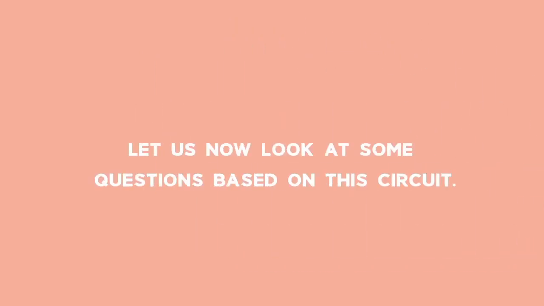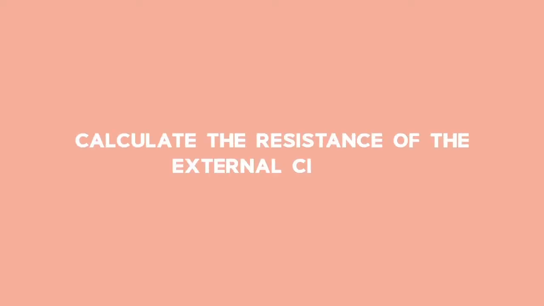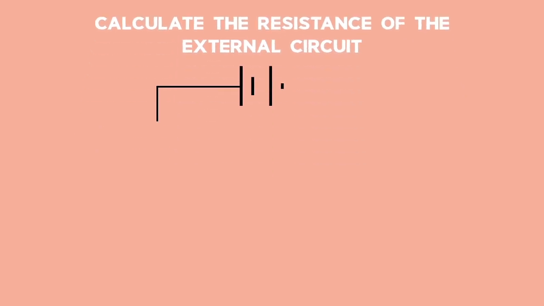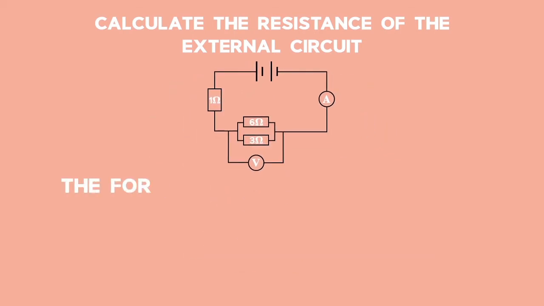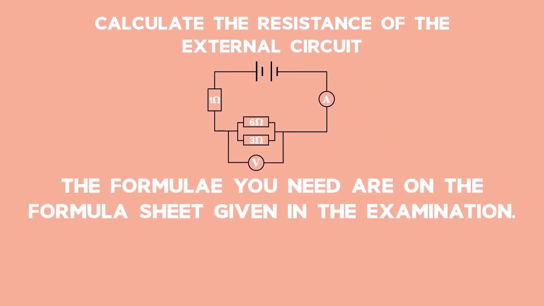Let us now look at some questions based on this circuit. The first question asks, calculate the resistance of the external circuit. This means that we need to calculate the parallel resistance first and then add the parallel resistance to the series resistance to get the total resistance. The formulas you need are on the formula sheets given in the examination.